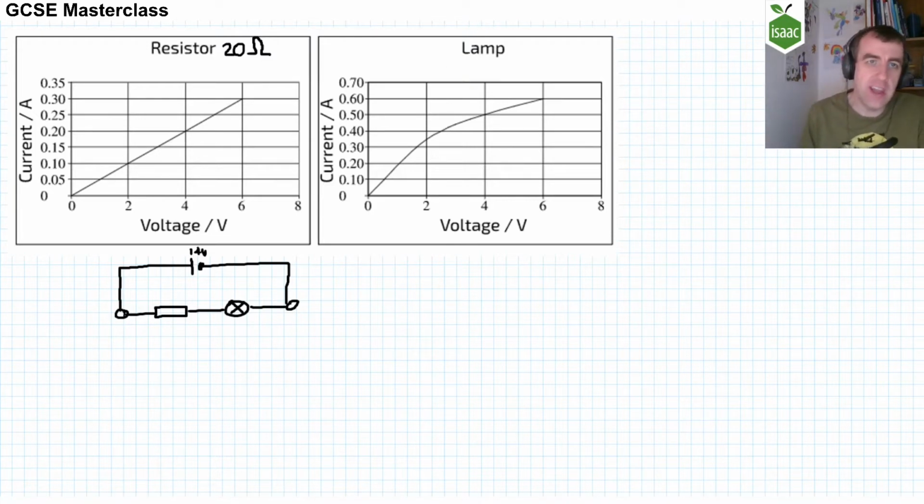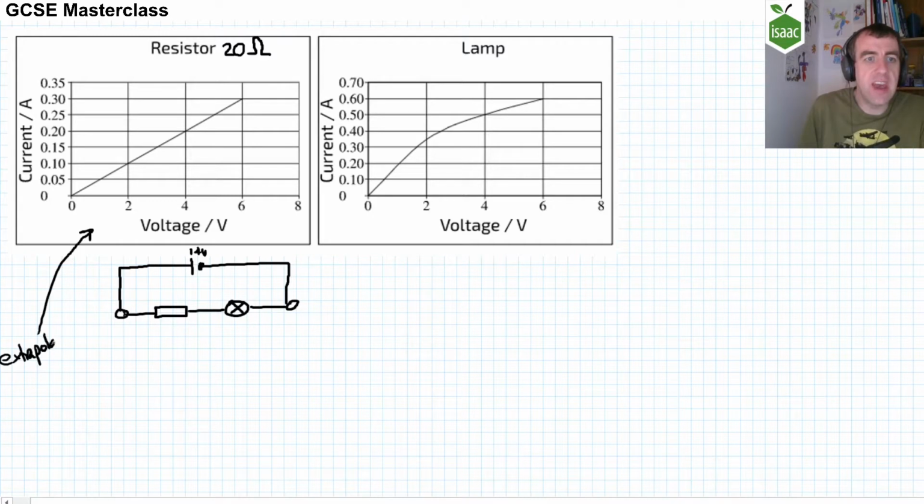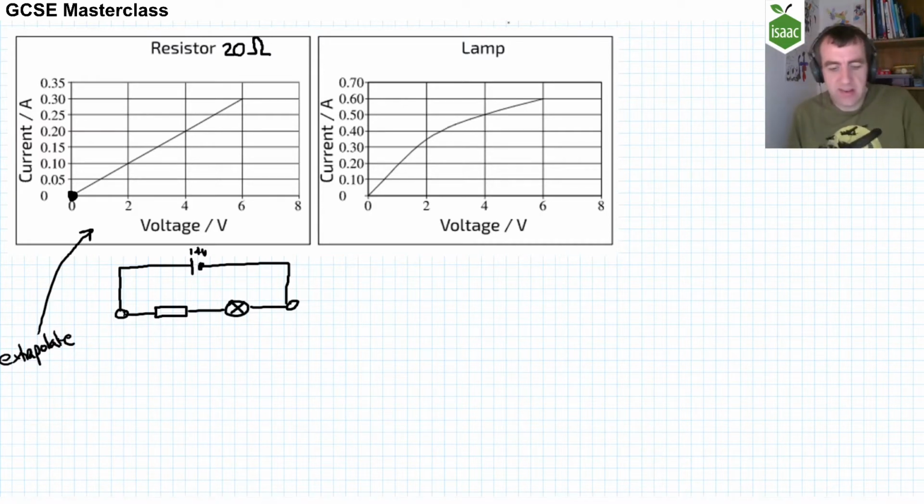Well, fortunately, we can extrapolate this fixed resistor graph. Because it is a fixed resistor, so the resistance isn't changing, we know that as this relationship goes through the origin, we're going to get a perfectly straight line all the way up. Which means that we can predict at any voltage what the current would be through it. We can't do that with the lamp. So let's start guessing. It's the only way we're going to be able to do this.